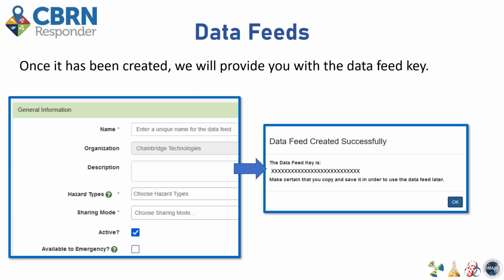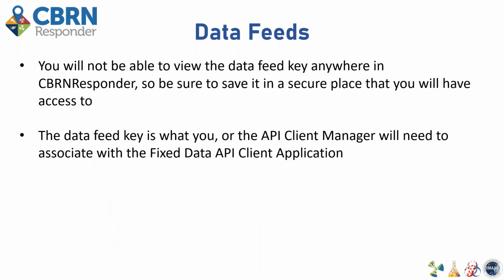And then once that data feed has been created on our end, we will provide you with the data feed key. It is going to be a long string of numbers and letters, so not something that is probably easily memorable. You will not be able to view this data feed key anywhere in CBRNResponder, even though your organization owns it. So you want to be sure when we do provide that to you, it's in a secure place, but also somewhere that you have access to provide to others that may need it.